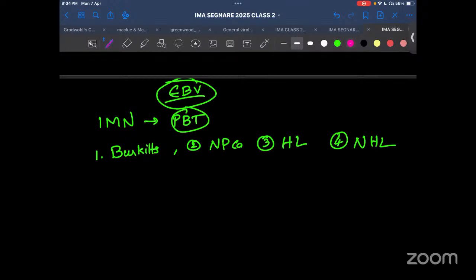Now, what are the oncogenes for this virus? The main oncogene for Epstein-Barr virus is LMP1. It is the gene coding for latent membrane protein 1. Then there is EBNA 2. So these are the oncogenes.